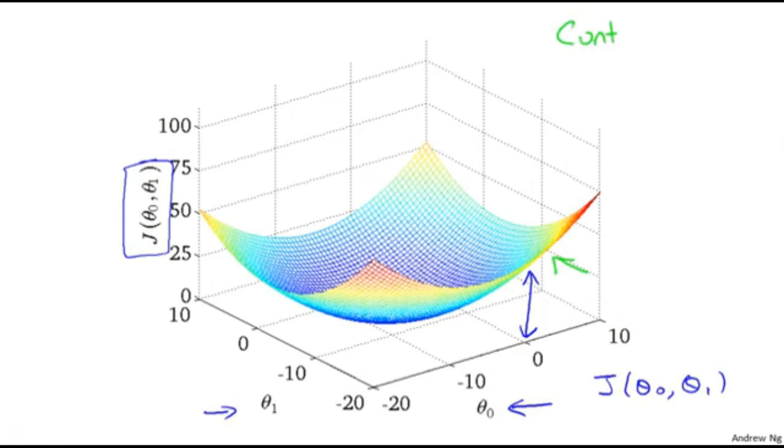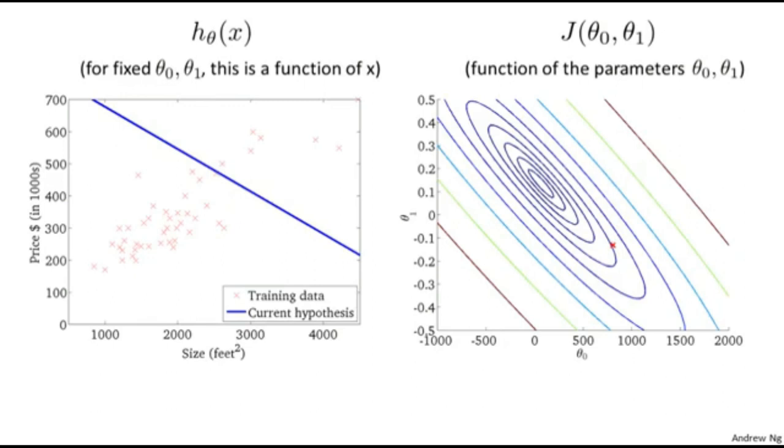Instead, I'm going to use contour plots, or what are also called contour figures. I guess they mean the same thing, to show you these surfaces. So here's an example of a contour figure shown on the right, where the axes are theta 0 and theta 1. And what each of these ovals, each of these ellipses shows is a set of points that takes on the same value for J of theta 0, theta 1.